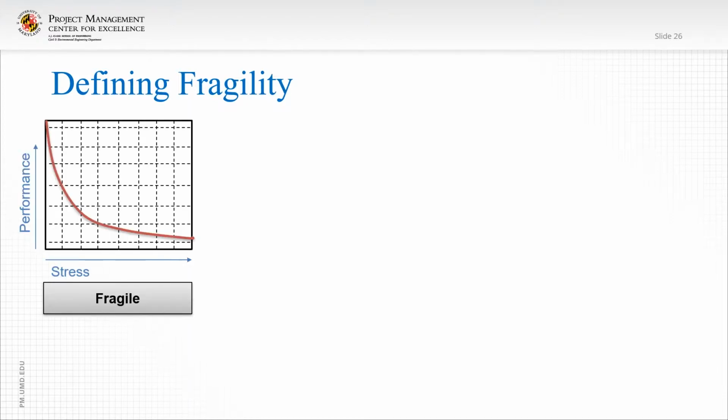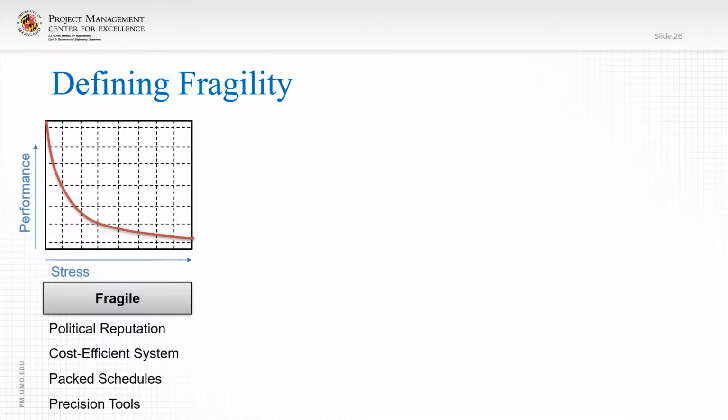To understand this a little bit better, we want to define fragility in terms of system performance over time against stress. Here we have a fragile system which very rapidly decreases in its performance as stress increases. A system like this might include your political reputation, the cost-efficient system which is tightly coupled, the packed schedule where nothing can be late or go wrong, otherwise the whole thing falls apart, and precision tools that really cannot be touched or dinged or pushed because they're going to get out of alignment.